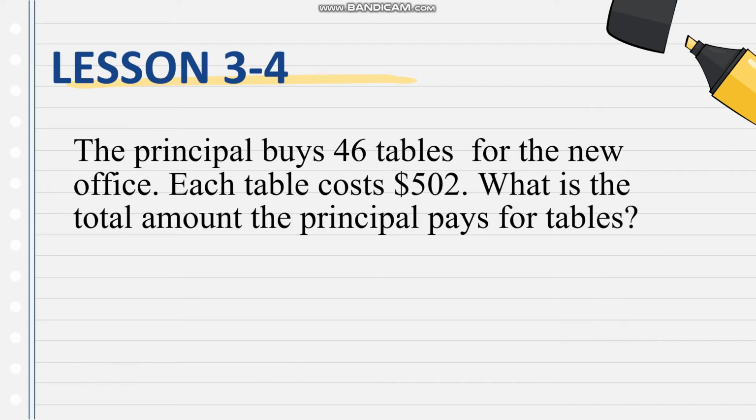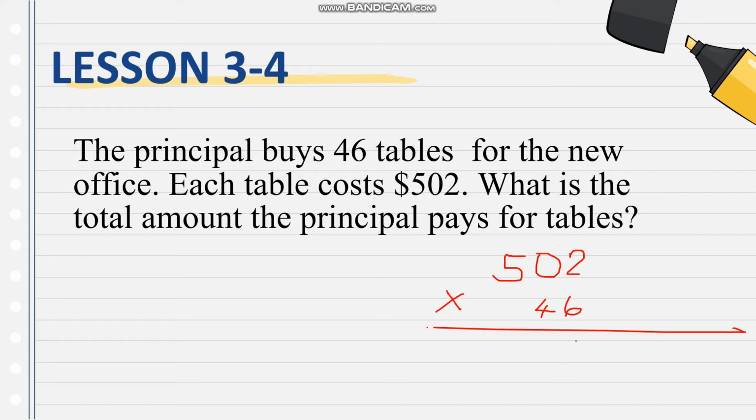5,963. Next, the principal buys 46 tables for the new office. Each table costs $502. So what is the total amount the principal pays for tables? So we need to multiply 502 multiplied by 46 to get the answer.